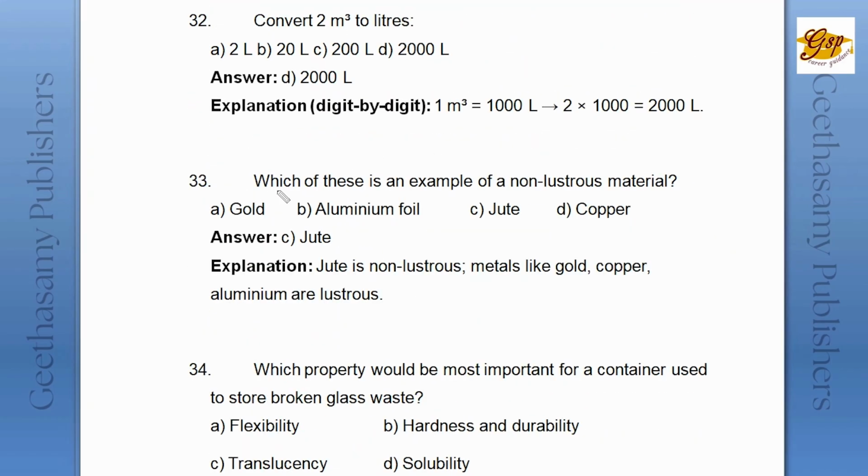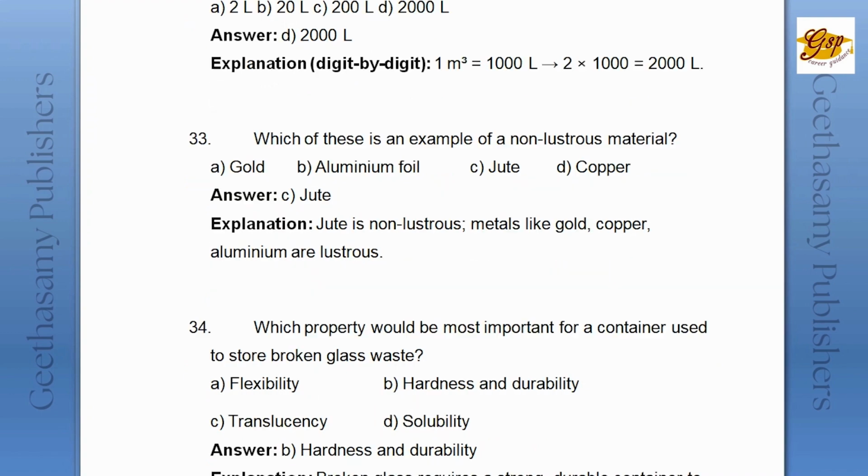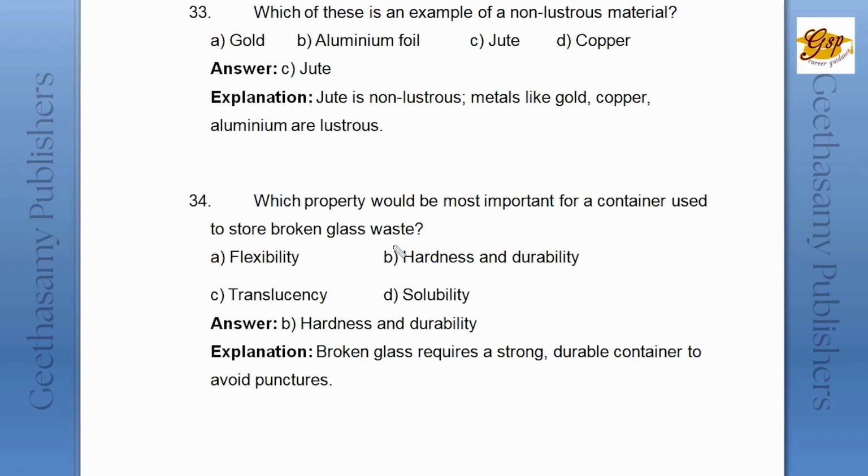33rd question. Which of these is an example of a non-lustrous material? Gold, aluminum foil, jute, copper. It is jute. Jute is non-lustrous, and metals like gold, copper, aluminum, right? They are all lustrous.